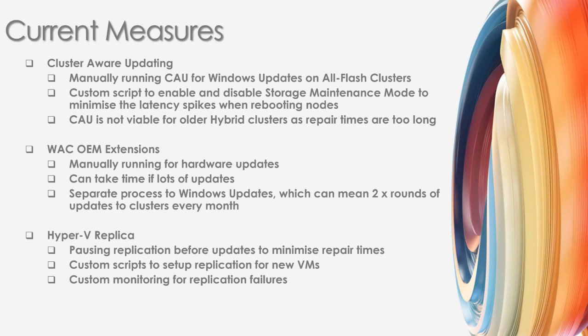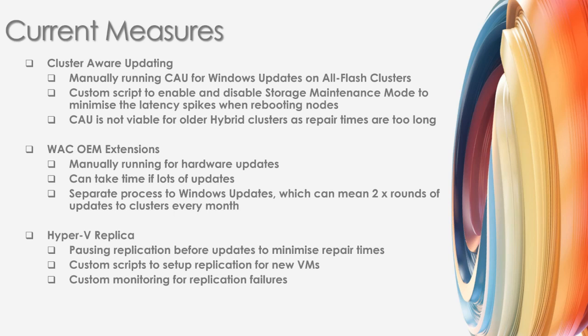So the current measures that we put in place to try and address some of these challenges are looking at using cluster-aware updating. Now, we haven't automated it in terms of set a schedule. We run CAU manually based on confidence and getting our patch window in the right state. And also, to mitigate the impact of latency spikes when rebooting nodes, we use a pre and post script in CAU that enables and disables storage maintenance mode.